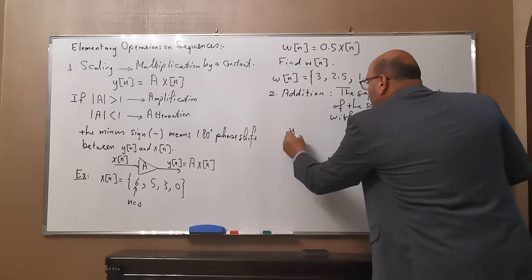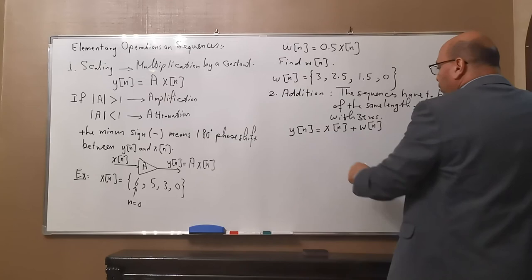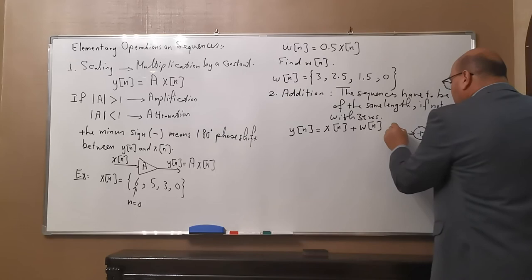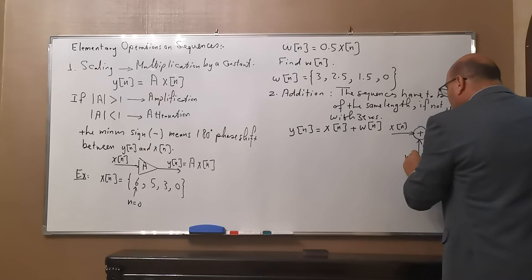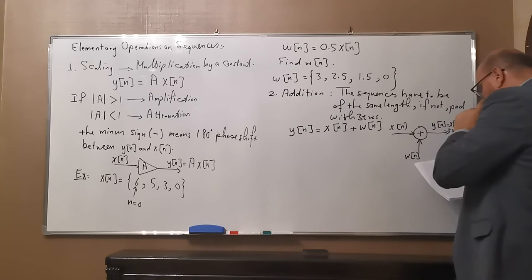Here y of n is equal to x of n plus w of n, and this will be a point by point addition. Symbolically, we have a plus sign, we have x of n, w of n, and the resultant y of n is equal to x of n plus w of n. Okay?